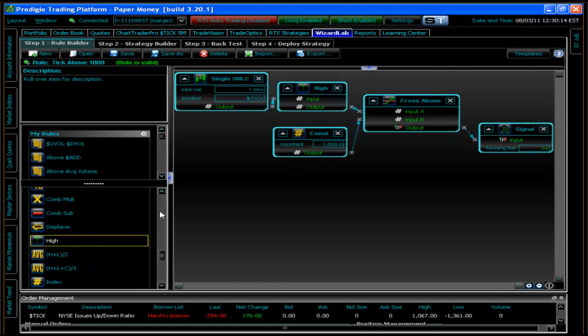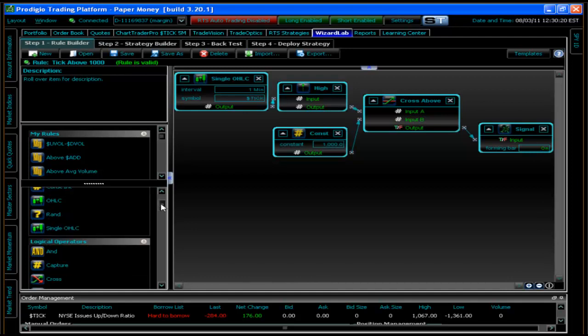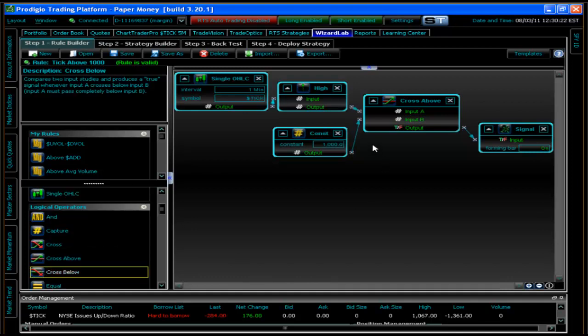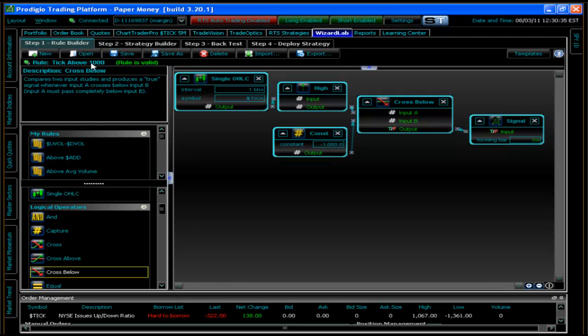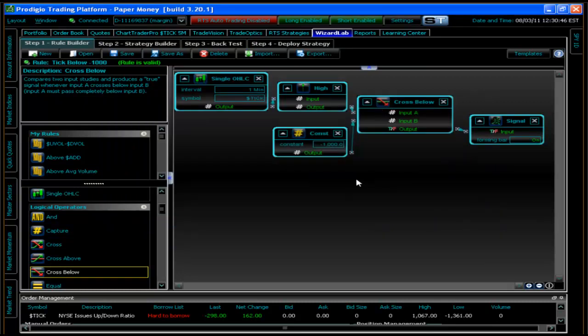So I can tweak this very easily by starting with the same rule and using this as a template. And instead of cross above, I want to know cross below. And I want to know cross below negative 1,000. So I put a minus sign in there, and that'll represent negative 1,000. Now I've got another rule, and instead of tick above 1,000, I'm going to save this as tick below negative 1,000. So I've got two rules, and these are the fundamental triggers for the tick fade strategy.